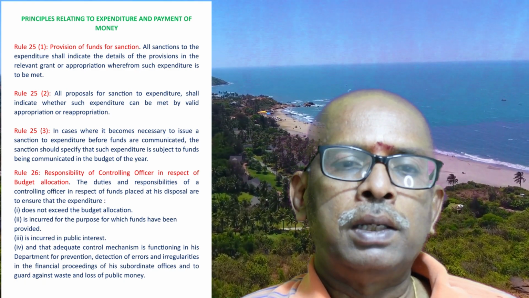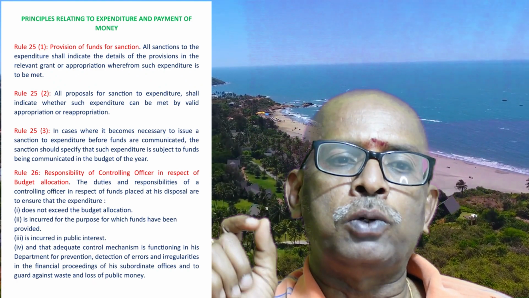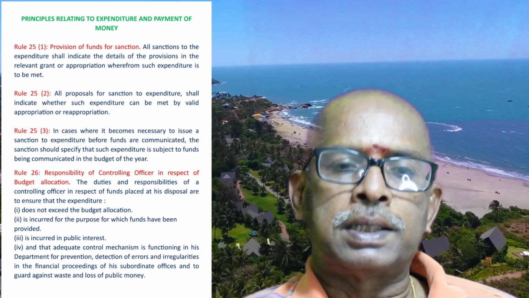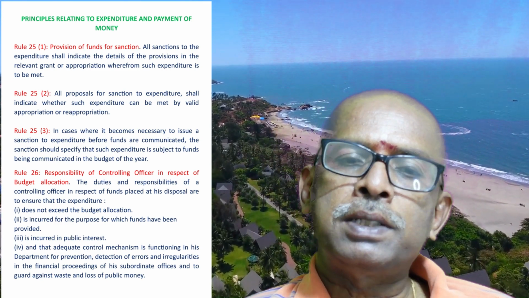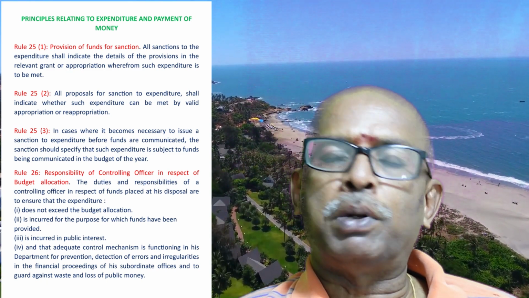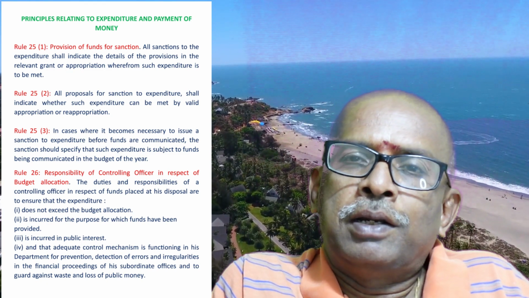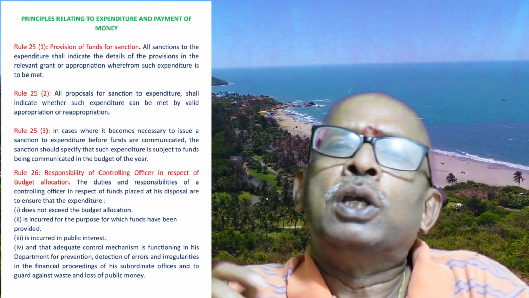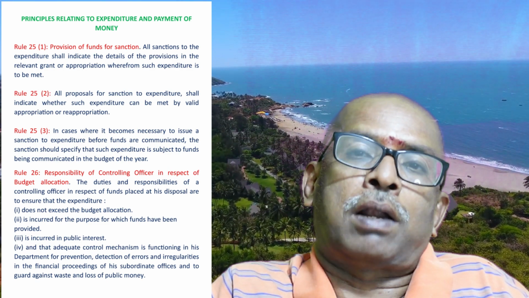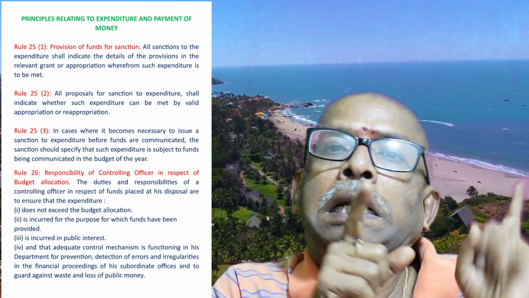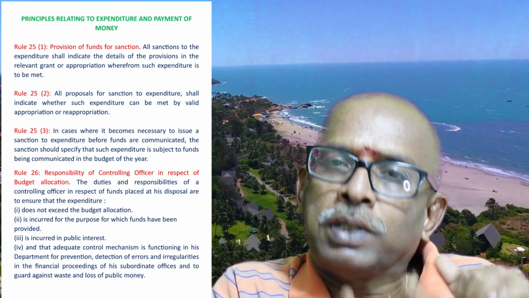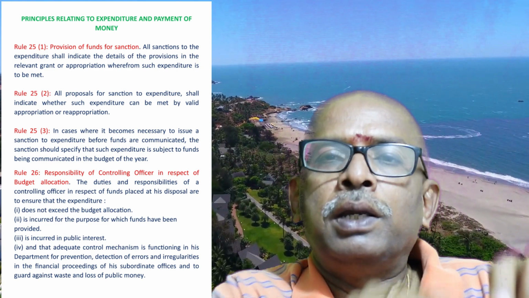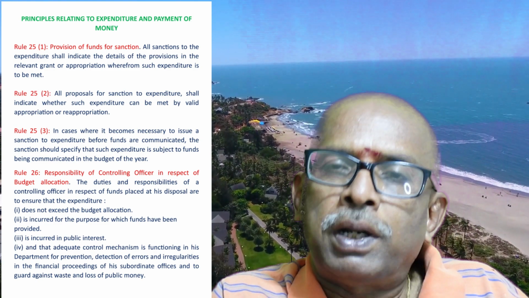No, 25(3). In cases where it becomes necessary to issue a sanction to expenditure before funds are communicated, the sanction should specify that such expenditure is subject to funds being communicated in the budget of the year. That means there is no fund, but there is an emergency. It is like you are going to meet from the contingency fund or something like that, let us say. So it will be adjusted against appropriation later on. So we have to say that very clearly. Now funds are not there. So it is with the special approval. So there is no other scenario. You have fund, indicate. You don't have fund, but you have to spend.